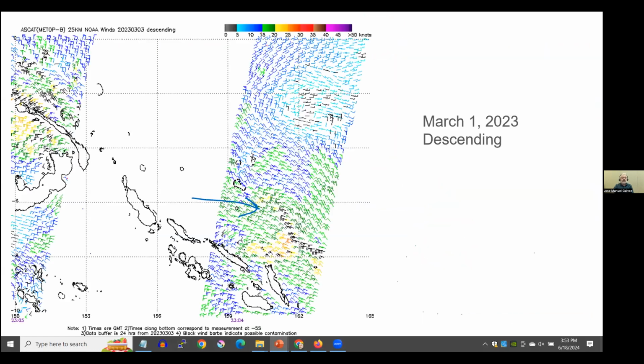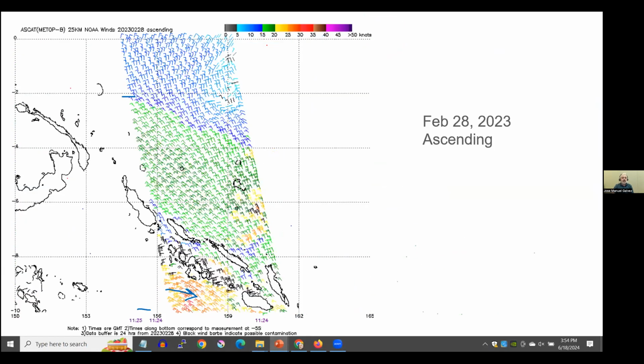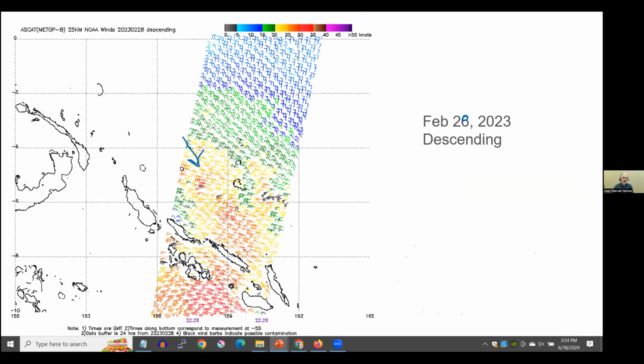And going back to the ASCAT data, I'm just going to go back. Look at how intense the winds can get at the surface with these tropical cyclones occurring to the south. So yeah, we need to verify that this data is correct, but this is saying close to 25 knots at the surface.